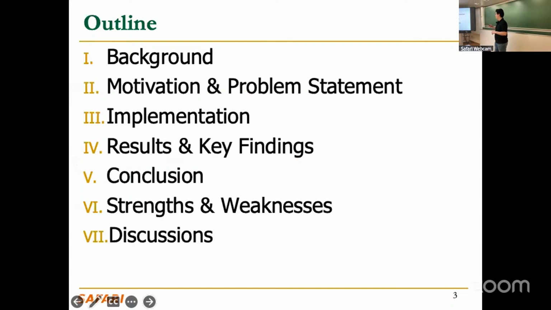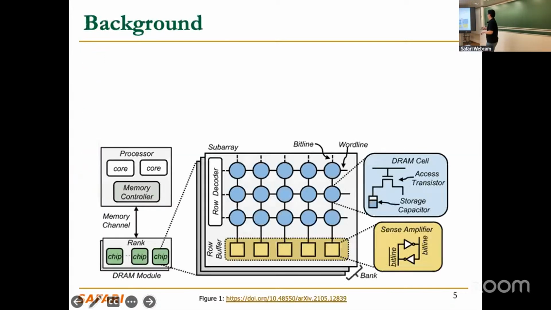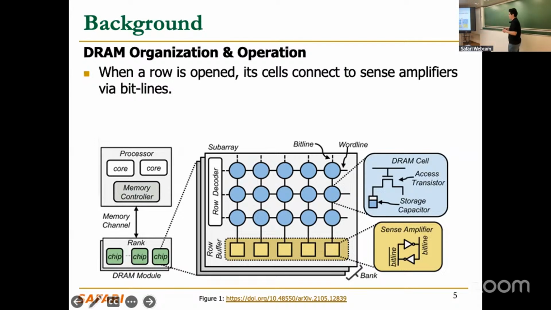So here's the outline. I would like to start with the background, giving some refreshers about RowHammer, RowPress, and the read disturbance threshold. Let's start with DRAM organization. As we all know, DRAM consists of memory channels, ranks, chips, and banks. Each bank has rows and columns of cells which can each store 1 bit of information. When a row is opened, so its word line is asserted, its cells connect to the sense amplifier, the row buffer, via the bit lines shown here.